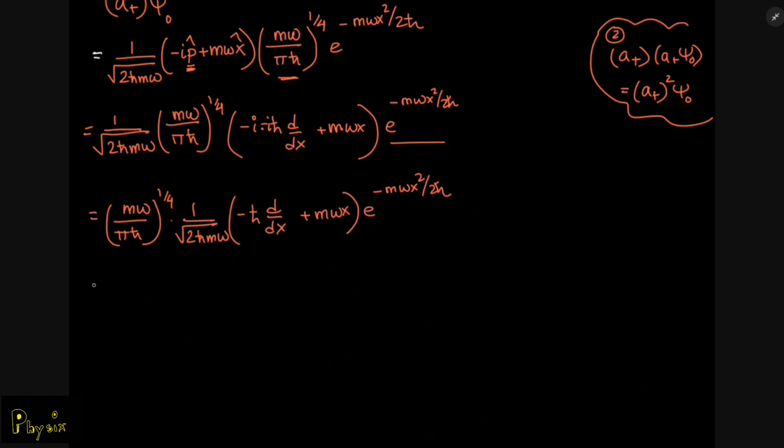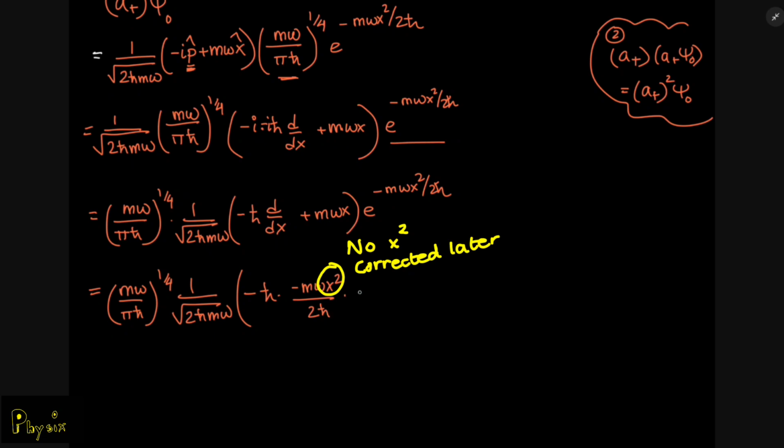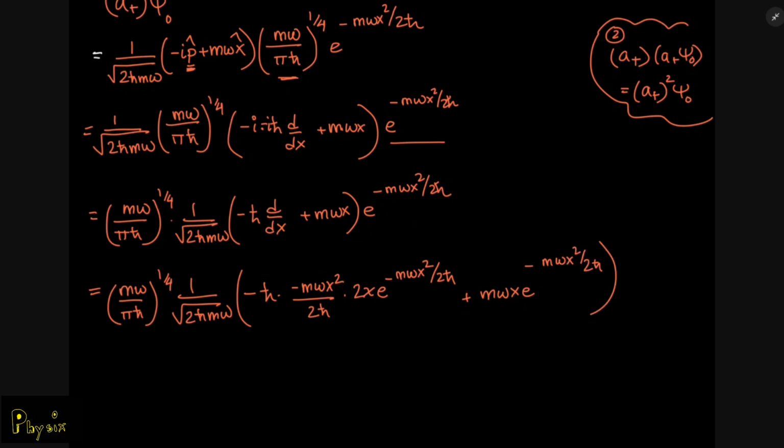Okay, so the next step would be to take the first derivative of this function. If you take the first derivative of the function outside, then you're left with the following: negative h bar times the first derivative of the function inside, which is negative m omega x squared all over 2 h bar, times the derivative of x squared, which is 2x, times e to the negative m omega x squared all over 2 h bar, plus m omega x e to the negative m omega x squared all over 2 h bar.